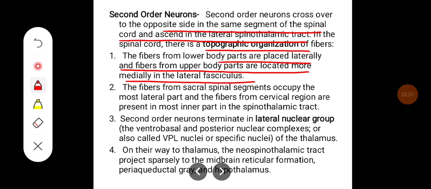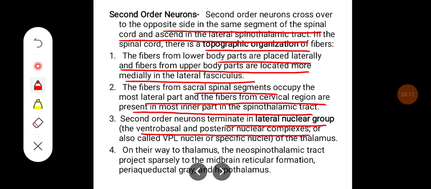The fibers from sacral spinal segments occupy the most lateral part, and the fibers from the cervical region are present in the innermost part of the spinothalamic tract. The second order neurons terminate at the lateral nuclear group, that is the ventrobasal and posterior nuclear complexes, also called VPL nuclei or specific nuclei of the thalamus. On their way to the thalamus, the neo-spinothalamic tract projects sparsely to the midbrain reticular formation, periaqueductal gray and hypothalamus.